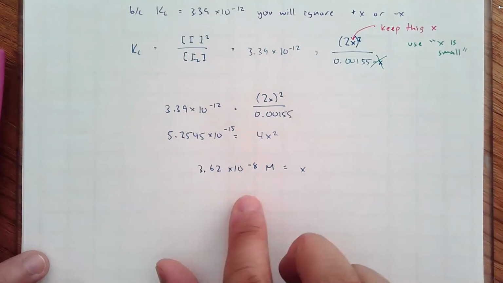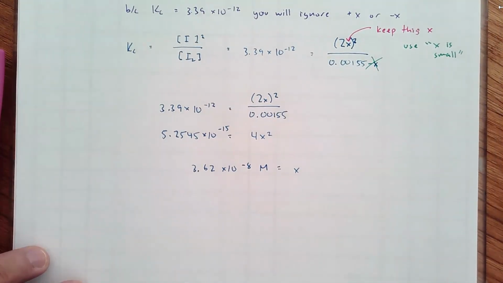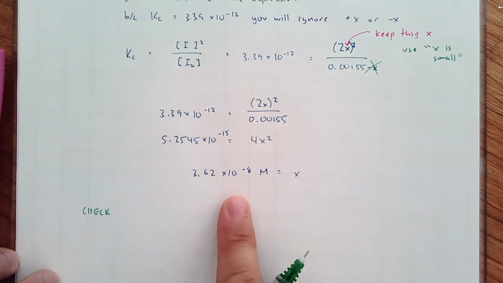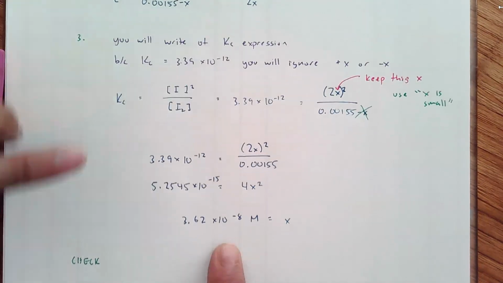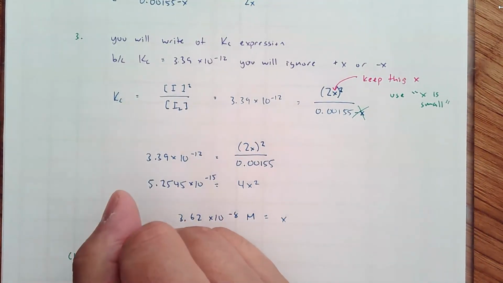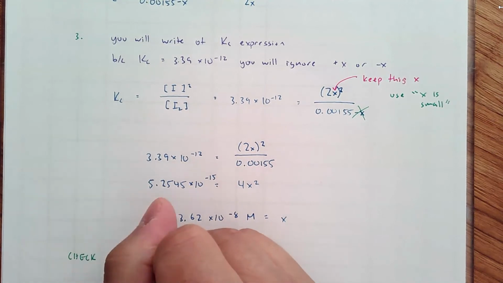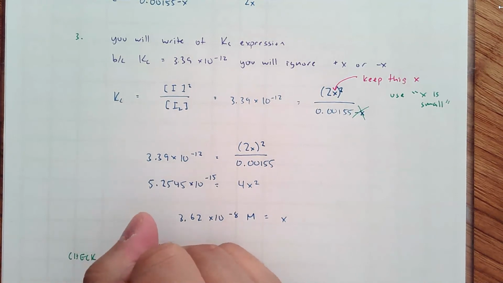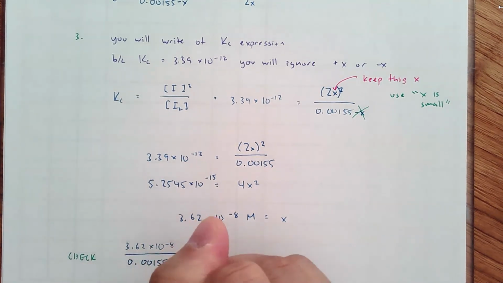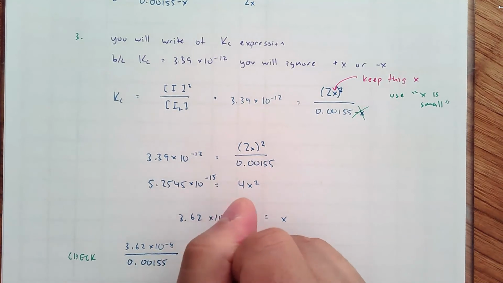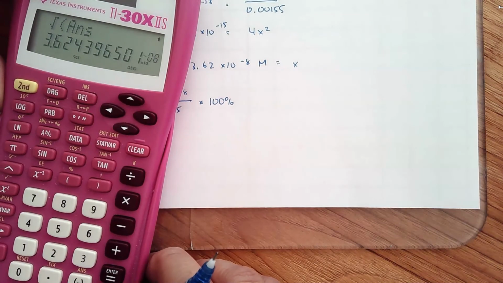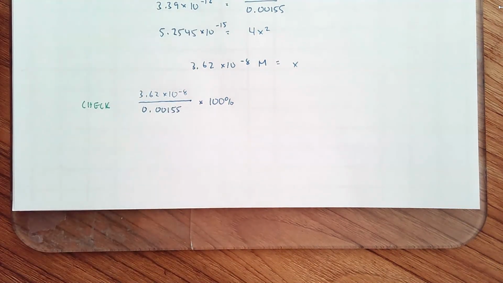The first thing is we want to check. Okay, so here's my check. It has to be less than 5% of the original. So literally you're just doing this: 3.62 times 10 to the minus 8 divided by the original, and that has to be less than 5%. Remember, for a percent, you are multiplying by 100. Good, I have that number saved. Divided by 0.00155 times 100.